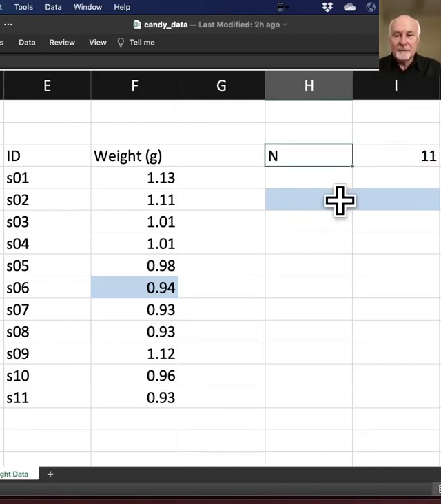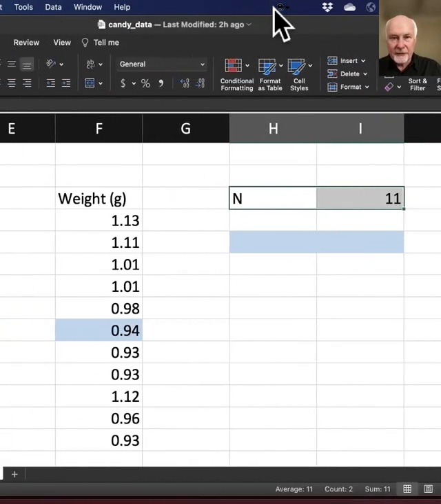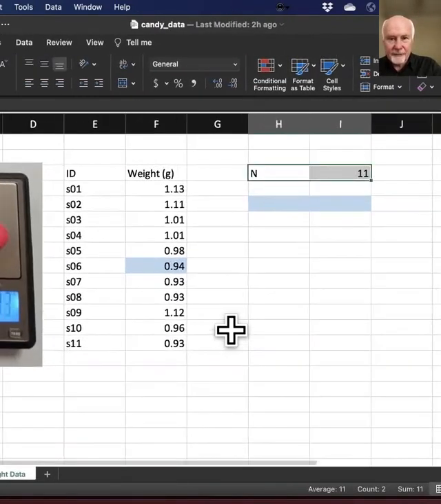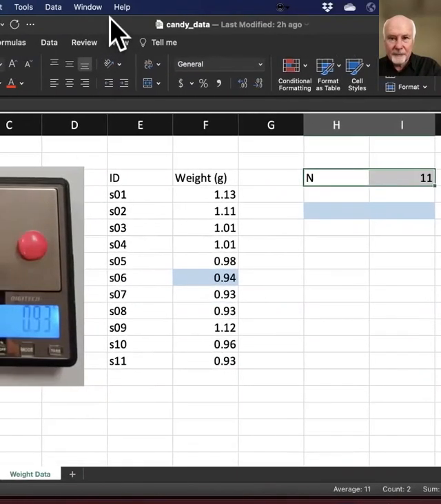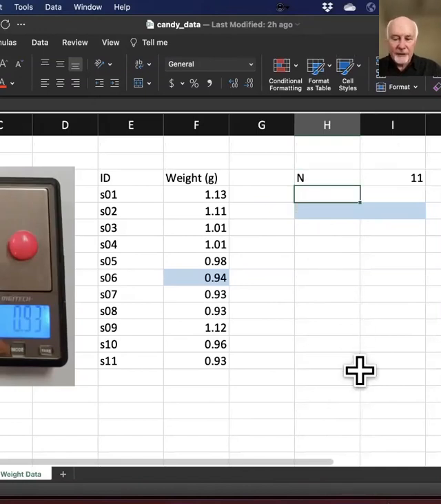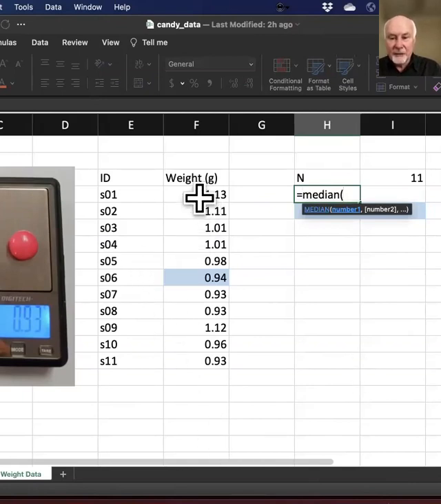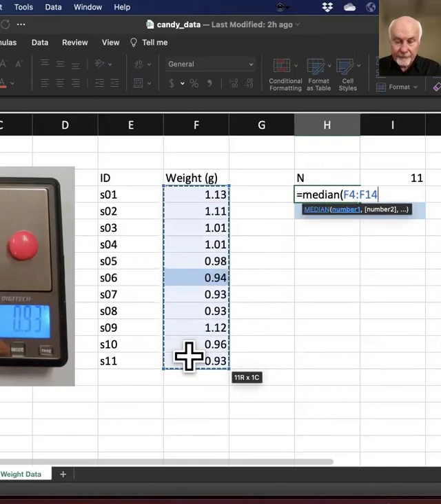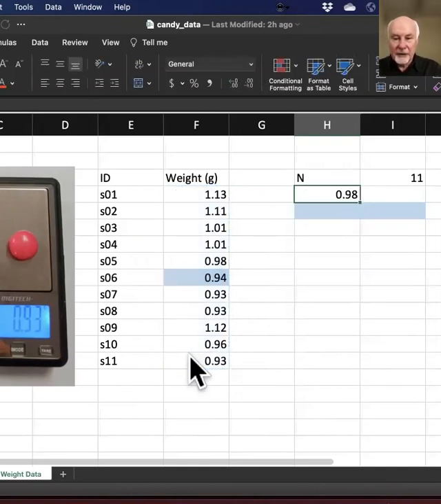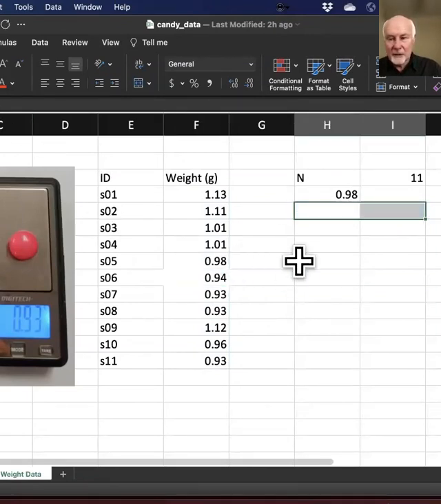Okay. Sorry, can everyone see? I'll just get this in line here properly. Okay, that's good. So n is 11. We know that. Now, it will be useful for us to know the median. So let's work out the median. We just use the median function in Excel, and we just run that down there. And that tells us that the median is 0.98.